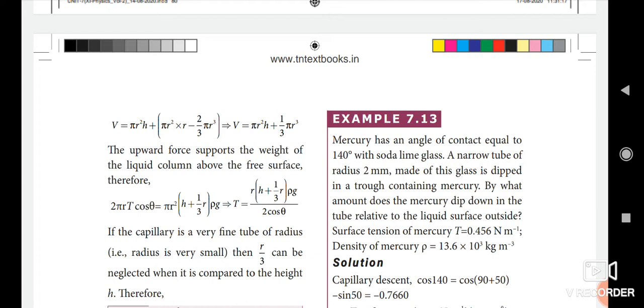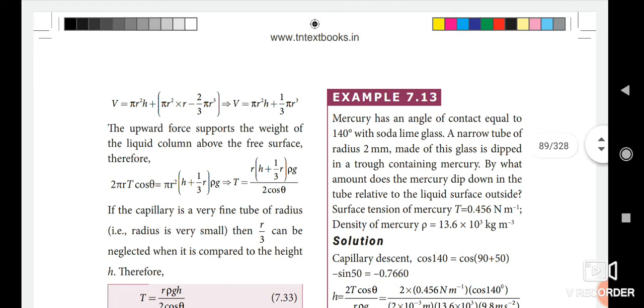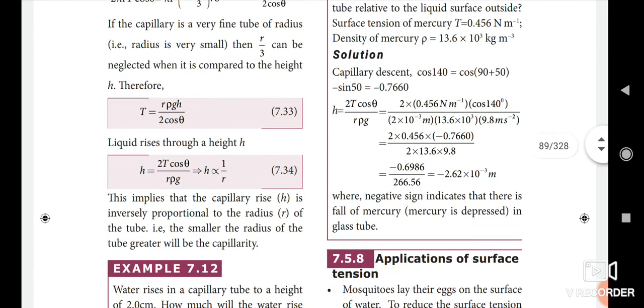I take this 2 pi r cos theta into the downward. So here 2 pi r cos theta. Then pi is cancelled and one r will be cancelled, and finally we get the numerator term r into h plus 1 by 3 r rho g, upon the denominator term 2 cos theta. If the capillary is a very fine tube of radius, here the radius will be very small, so the value r by 3 can be neglected. Then finally we get the T value, which is equal to r rho g h upon 2 cos theta.